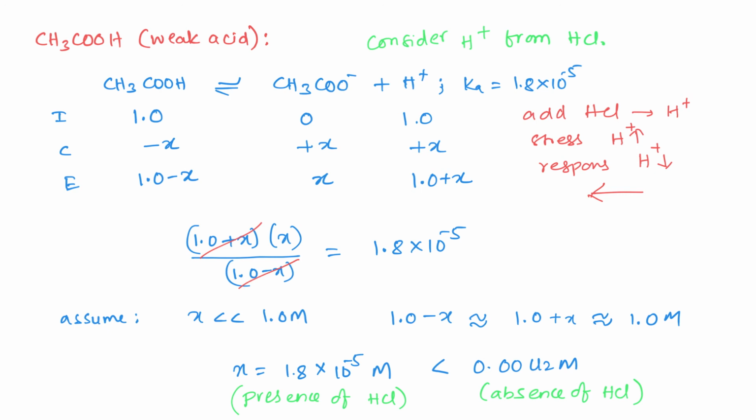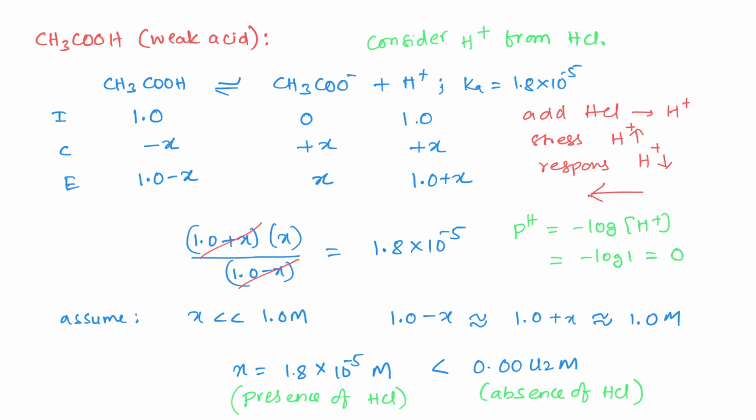Let us now calculate the pH of the solution. The equilibrium H plus ion concentration is 1.0 plus X, and X is relatively small with respect to 1.0. Therefore, we can assume the final H plus ion concentration is 1.0 molar, and the pH is negative log of H plus ion concentration, that is negative log 1, that is pH is equal to 0.